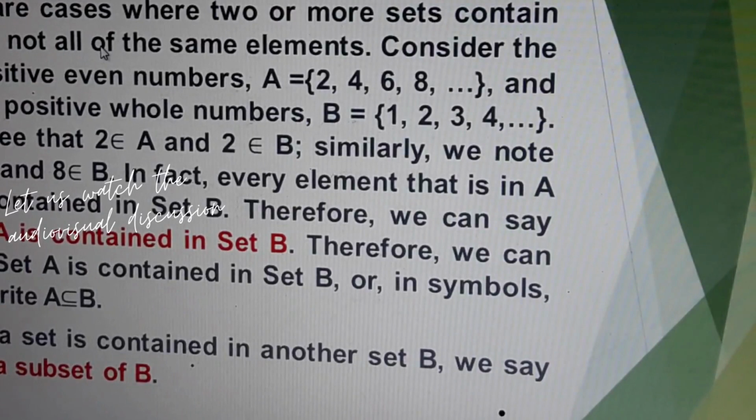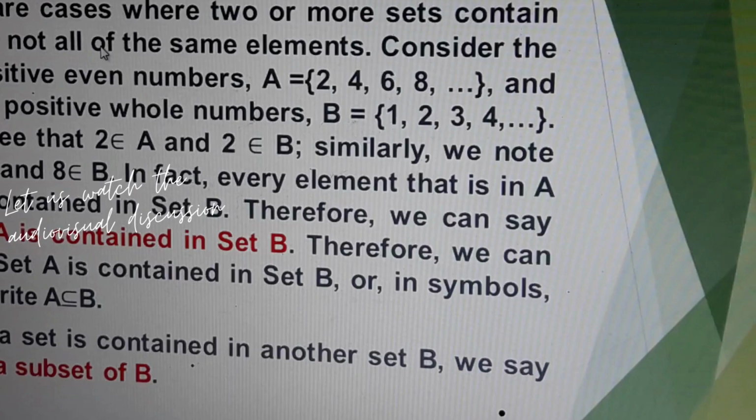Universal sets and subsets. There are cases where two or more sets contain some, but not all, of the same elements. Consider a set A of positive even numbers: 2, 4, 6, 8, and so on, and a set B of positive whole numbers: 1, 2, 3, 4, and so on. We can see that 2 is an element of A, and also of set B. Similarly, we note that 8 is an element of set A and 8 is also an element of set B.